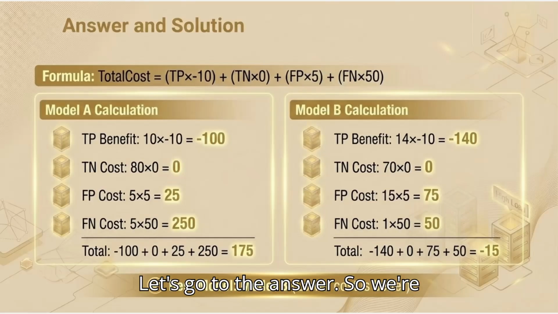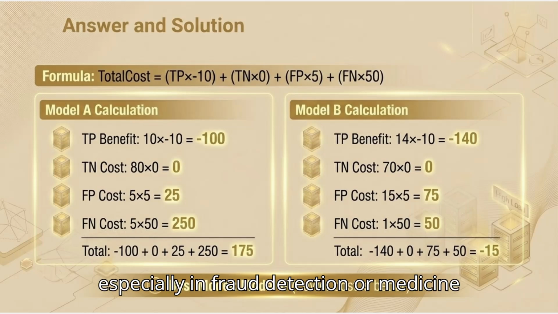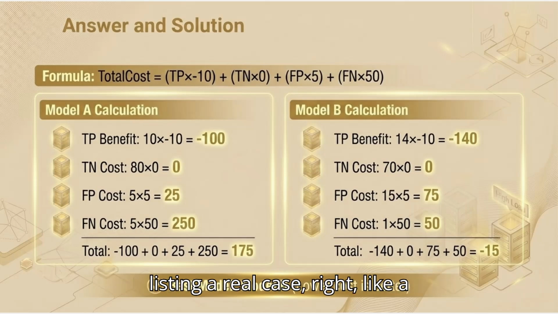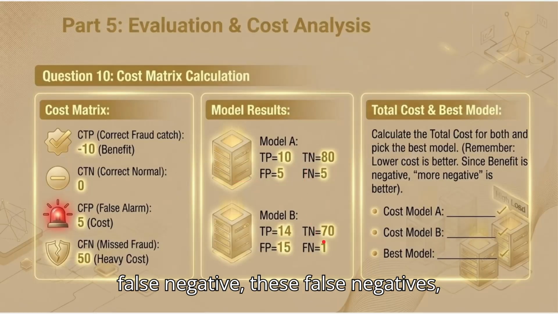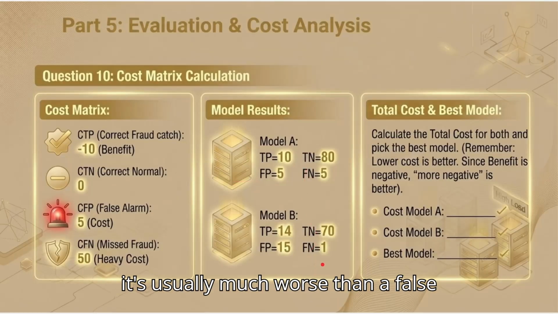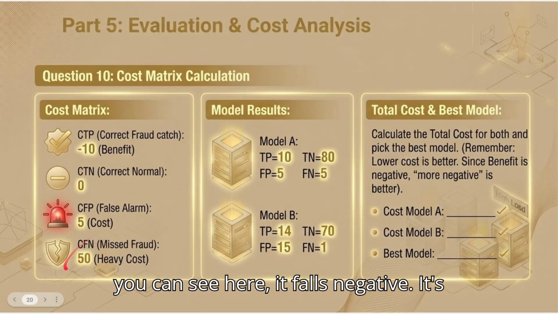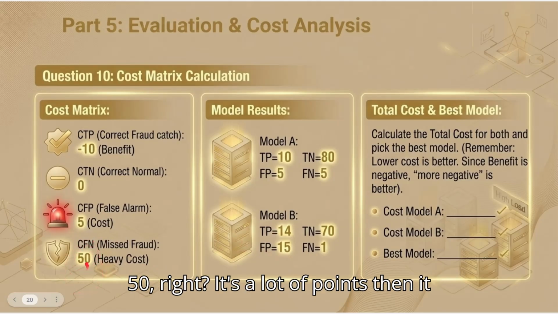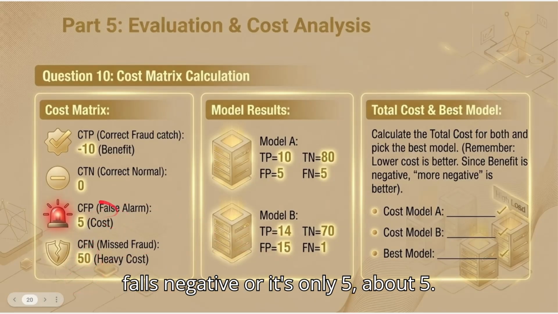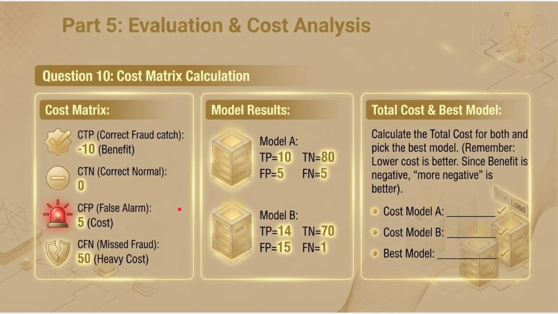So let's go to the answer. I'm going to have to go back and forth here. In real life, especially in fraud detection or medicine, missing a real case, a false negative, is usually much worse than a false alarm, a false positive. As you can see here, a false negative is 50. It's a lot of points. A false positive is only about 5.